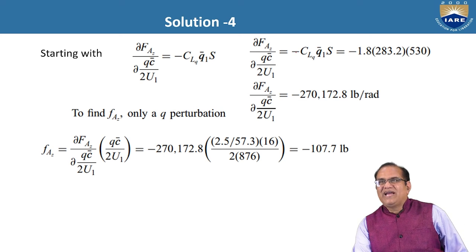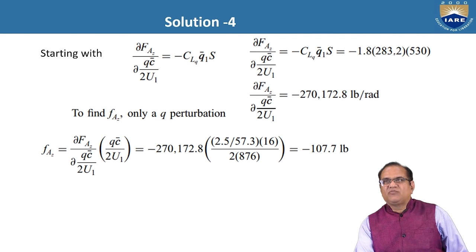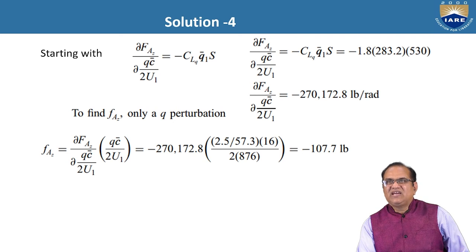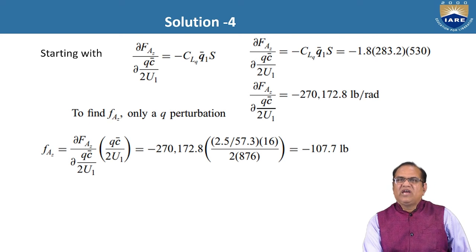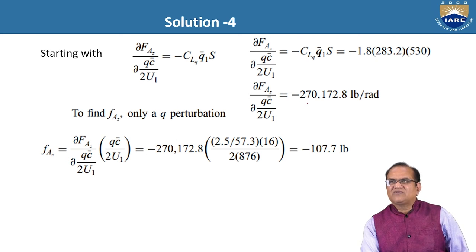So here minus CLQ, so minus CLQ is given 1.8, Q is equal to 183.2 and S is 538. So we got here dFAZ by d(QC by 2U1) is equal to minus 270,172.5 pounds per radian. So now we have to find out FAZ. So FAZ is equal to dFAZ by d(QC by 2U1) times QC by 2U1. So here we got this value.